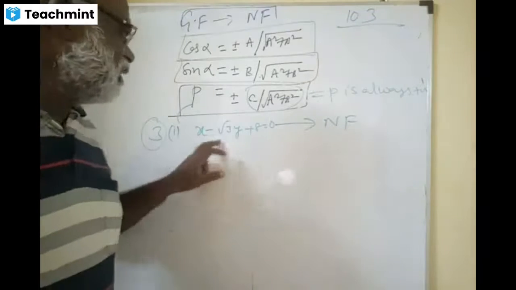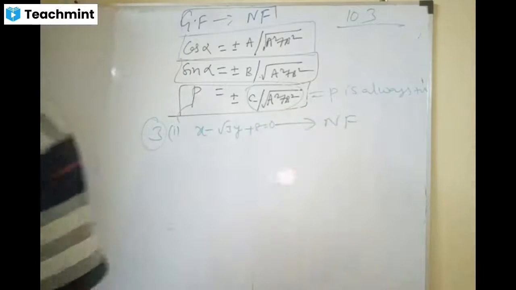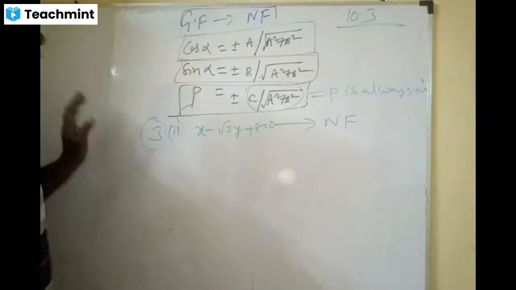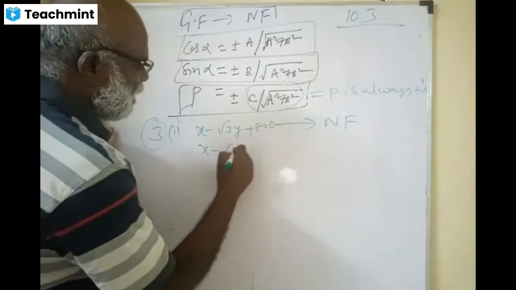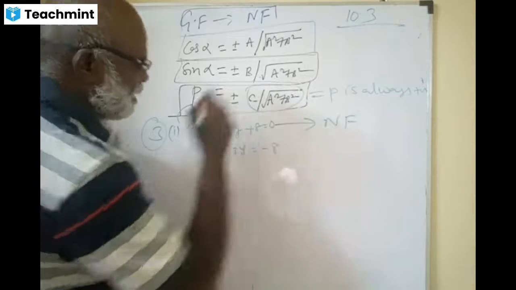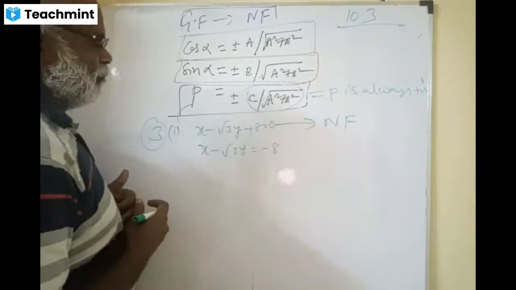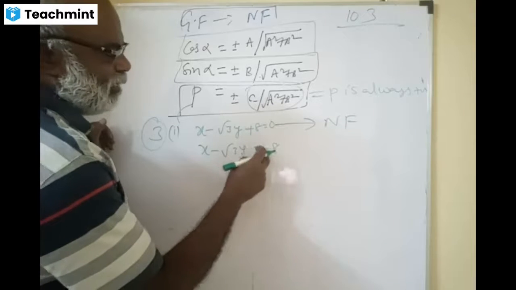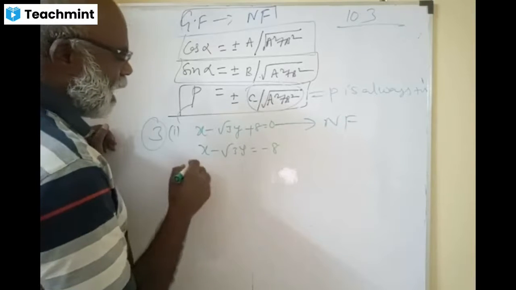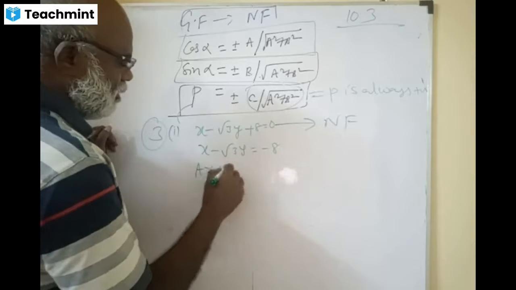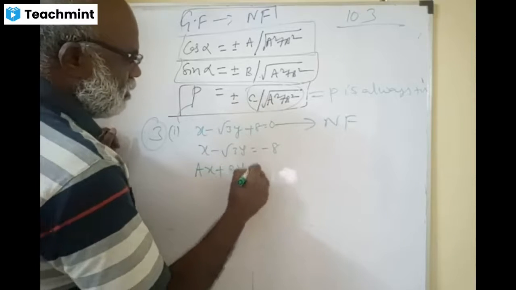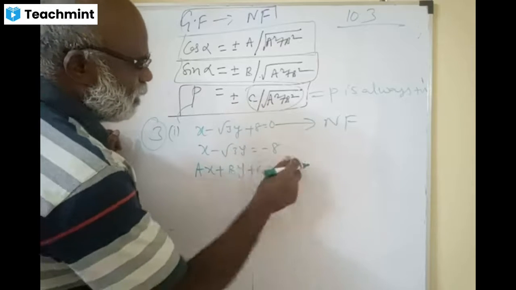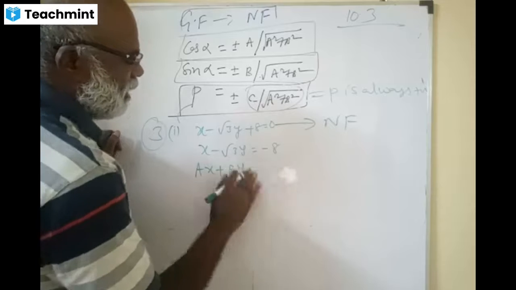They are asking us to convert this equation into normal form. Friends, here x minus root 3 y equal to what? Minus 8. Yes or no? ax plus by is equal to minus c. Correct? The c outside is going to become minus c. All of you able to follow?